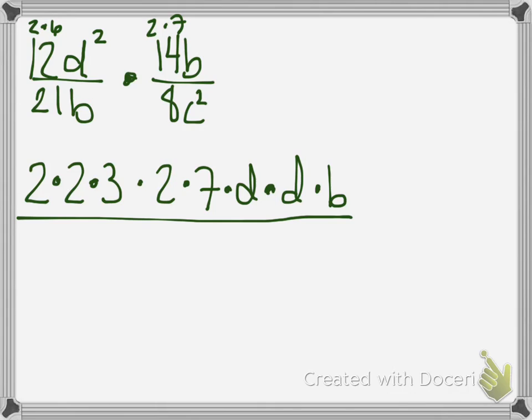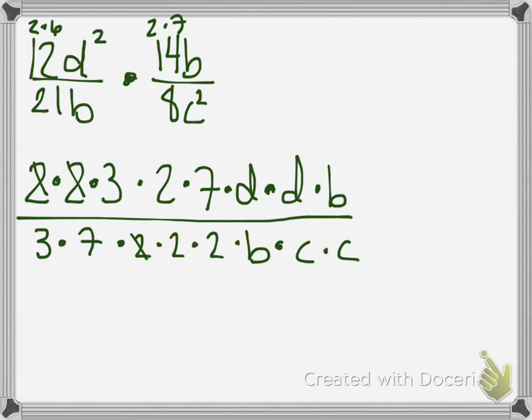Okay, so 21 is 3 times 7. And 8 we've already established is 2 times 2 times 2. And then I've got a B and 2 C's. Okay, so I can cross out a 2 and another 2. I can cross out another 2 and another 2. I can cross out a third 2, and there we go. I can cross out the 3's. I guess I can cross out the 7's too.